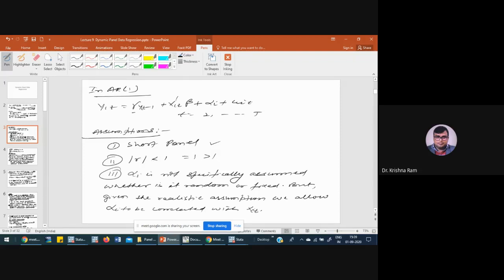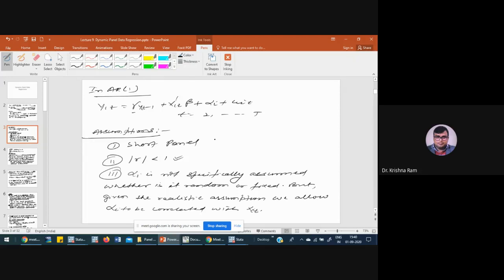And that is the stationarity condition. If rho is equal to 1, then the data set is called non-stationary, and in that case we need to convert the data set into a stationary form. With a short panel, generally this condition is satisfied. With a large panel, we will get a violation of this particular assumption.